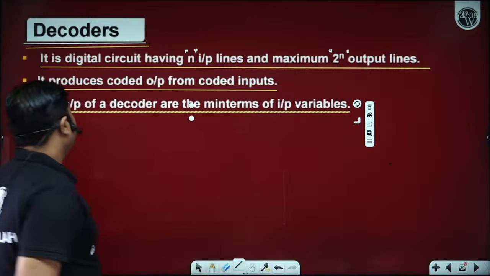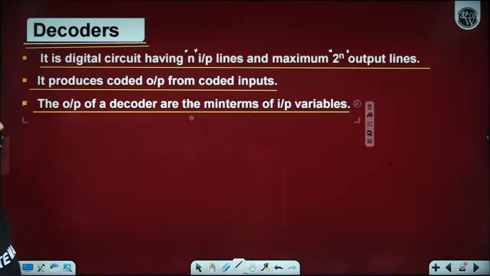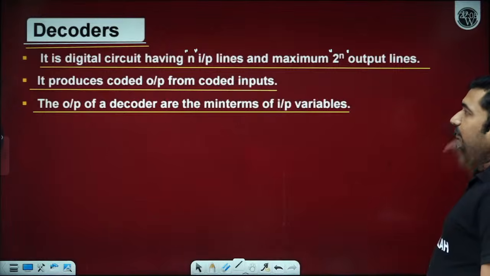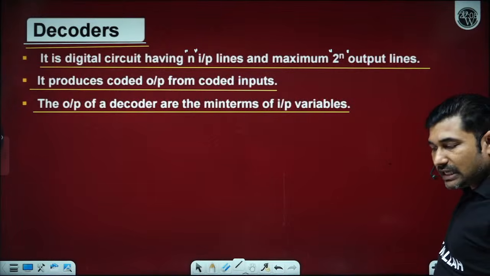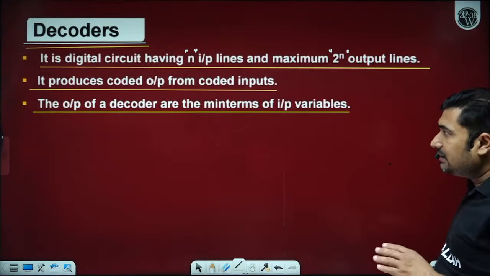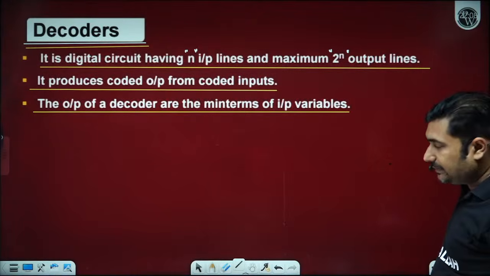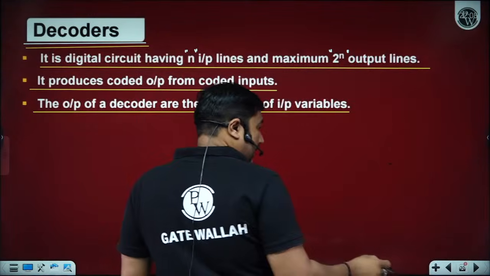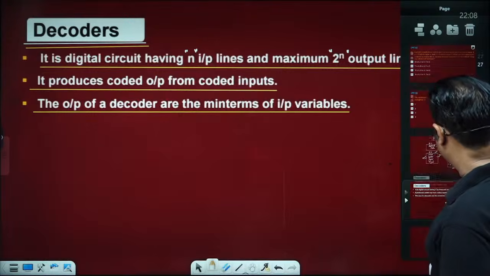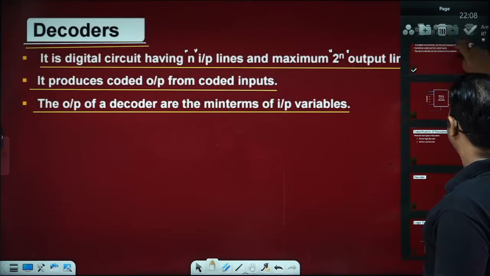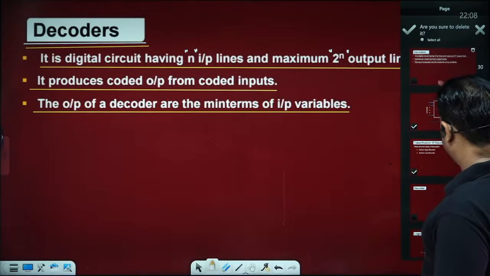Next, the outputs of a decoder are the min terms of the input variables. You will be able to understand this when I draw the circuit. Now how to represent a decoder? Let us first discuss the decoder with the smallest size.